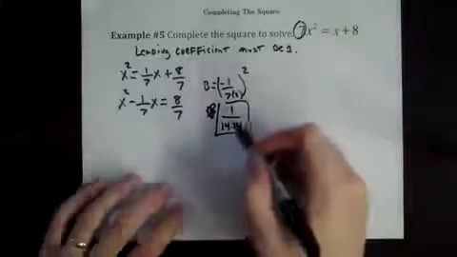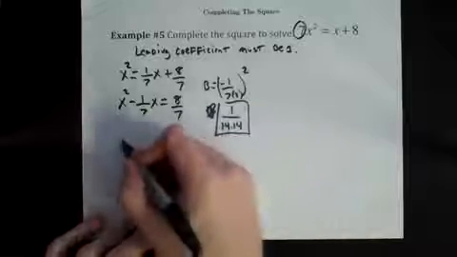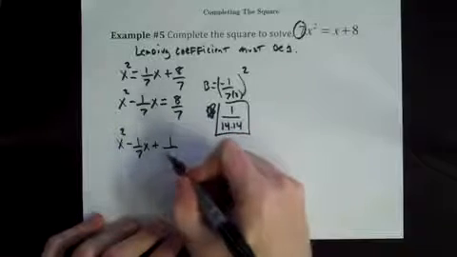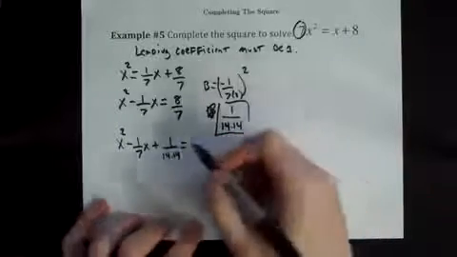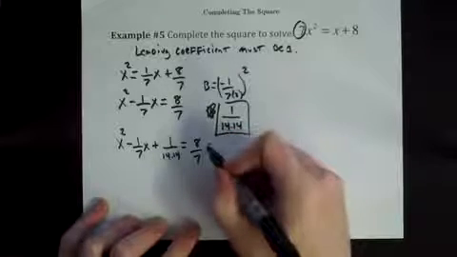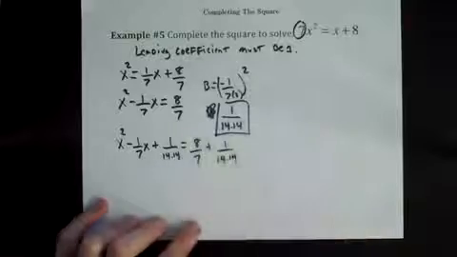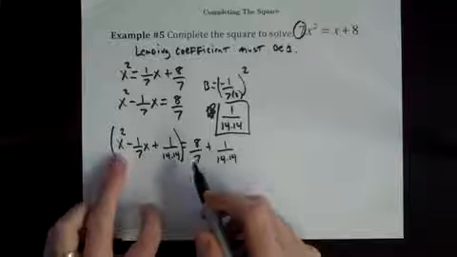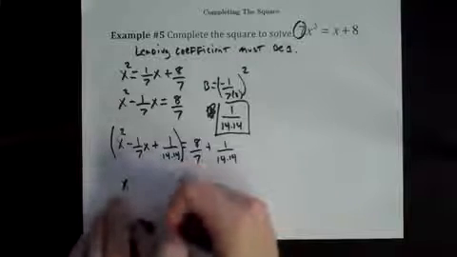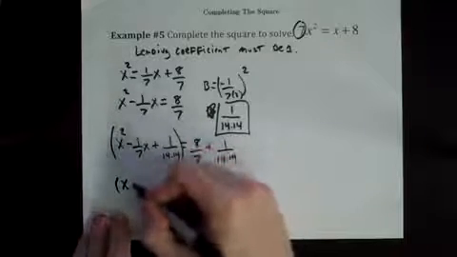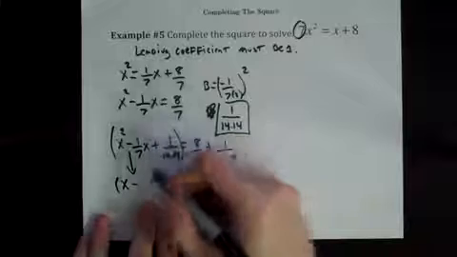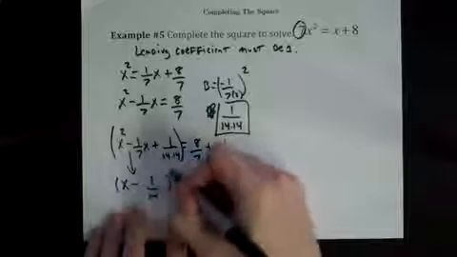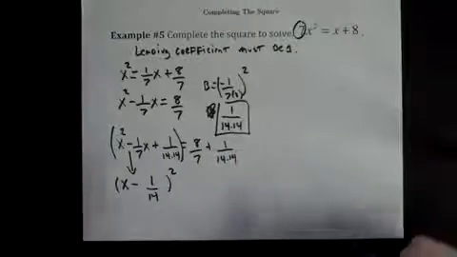But let's see. So if I take x squared minus 1/7 x, and I add 1 over 14 times 14. Again, I'm trying to do this without a calculator. Well, I need to take 8/7 and I need to add the same thing, 1 over 14 times 14. I've just completed the square. The left-hand side here, the x squared, becomes an x. This is a minus, so I put a minus. Now, the square root of 1 is 1, and the square root of 14 times 14 is just 14. So I have x minus 1 over 14 squared.